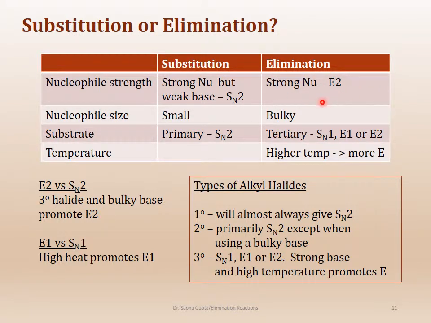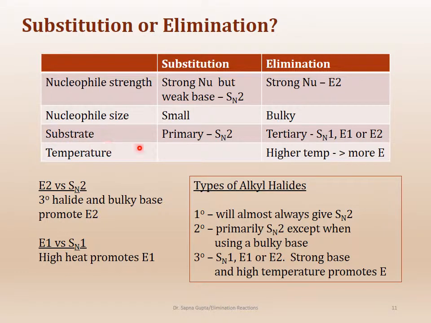So for elimination, you need a good base, but for substitution, you need a strong nucleophile. The nucleophile size for a substitution reaction should be small, so it's able to access the electrophile, which is the carbon that has the leaving group. In case of elimination, it's not really important for that nucleophile to reach the carbon because that's not its goal. For elimination, it needs to access the proton, which is usually on the periphery, and so your base or your nucleophile can be bulky.